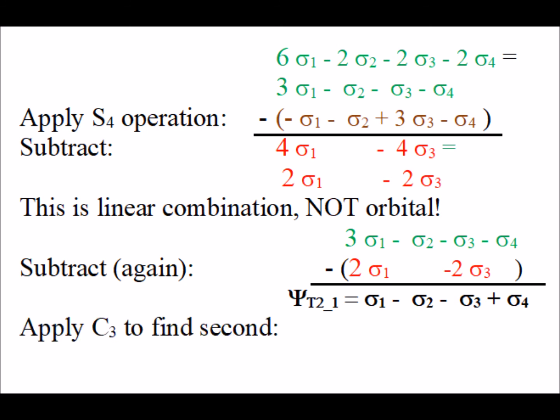To find the next of the T2s, we simply apply a C3 operation to each of the atomic orbitals that are in this linear combination, and we're going to use the C3 axis that goes through sigma 1. So all of the sigmas will be moved except for sigma 1.